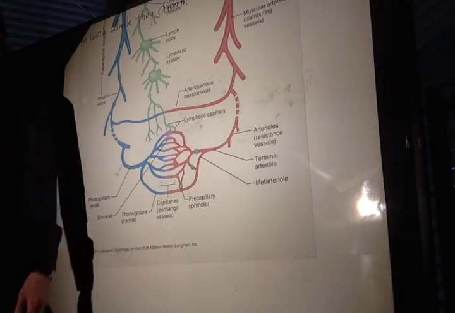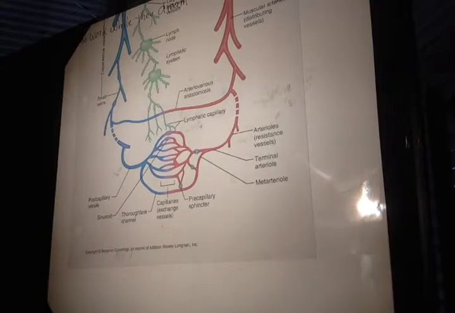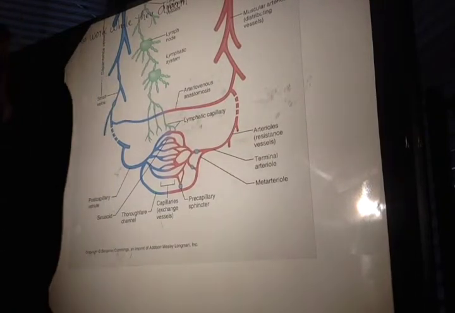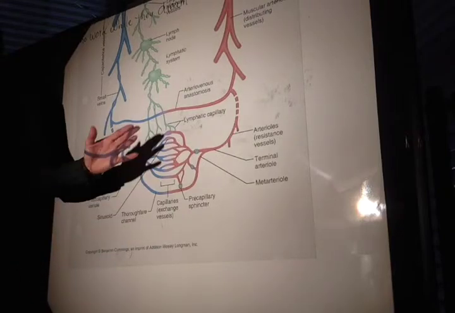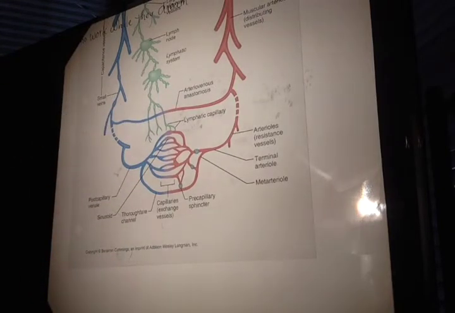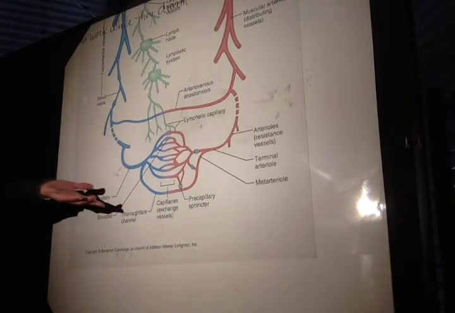The capillaries are also called exchange vessels because this is where the rubber meets the road. This is where oxygen diffuses out to supply your tissues. This is where carbon dioxide diffuses back in. This is where nutrients and building block molecules diffuse out, and waste products diffuse back in.